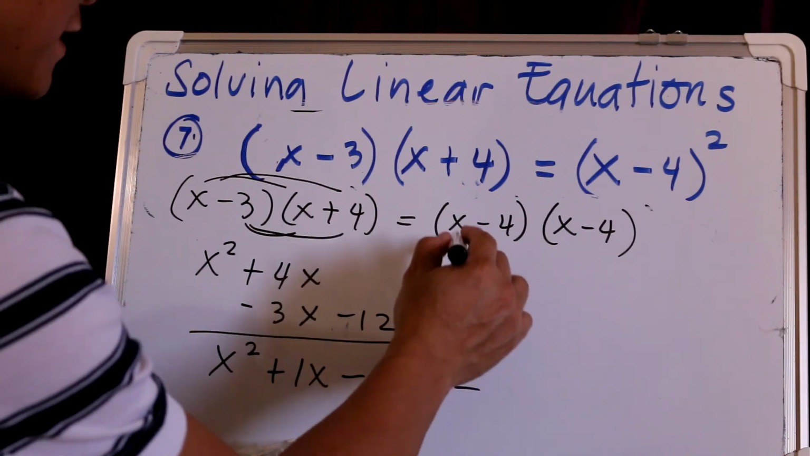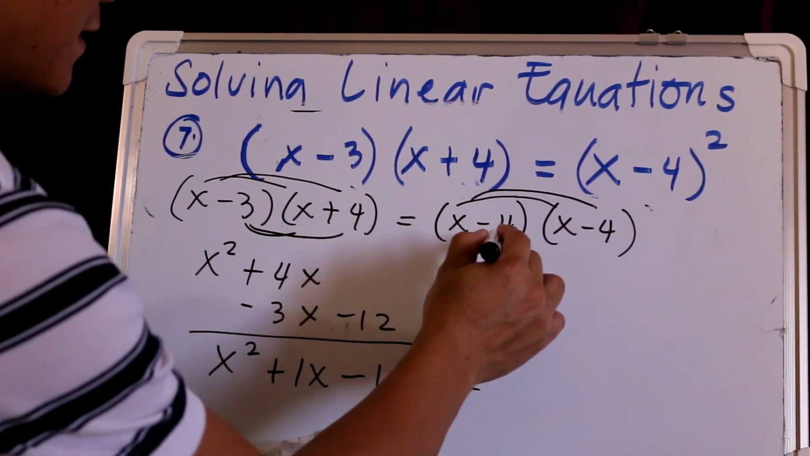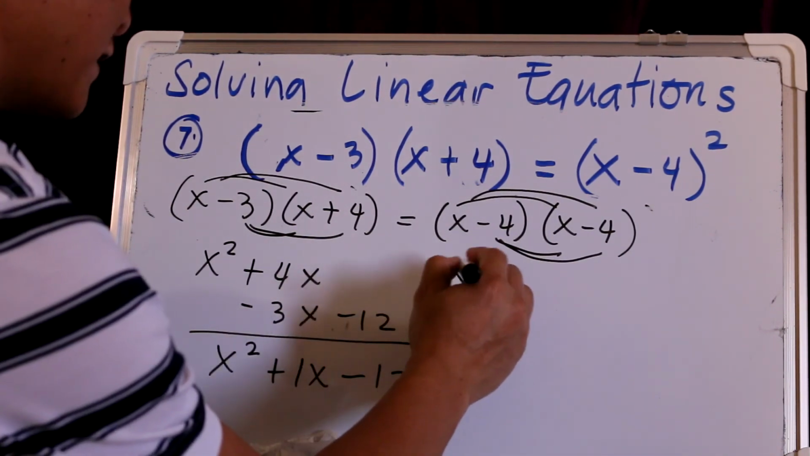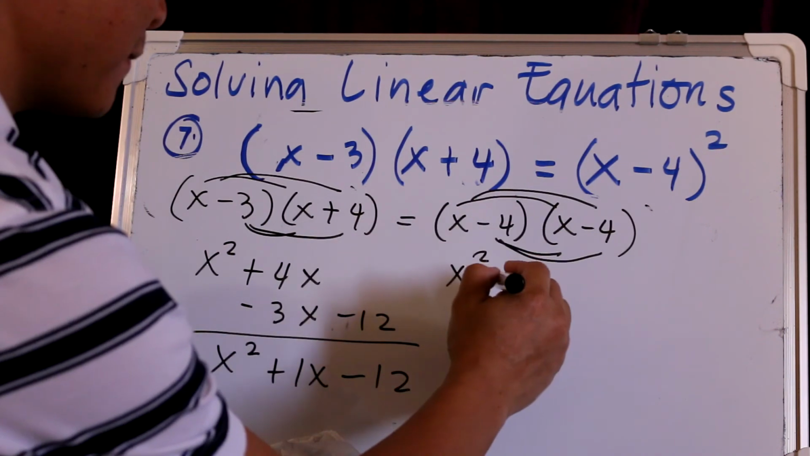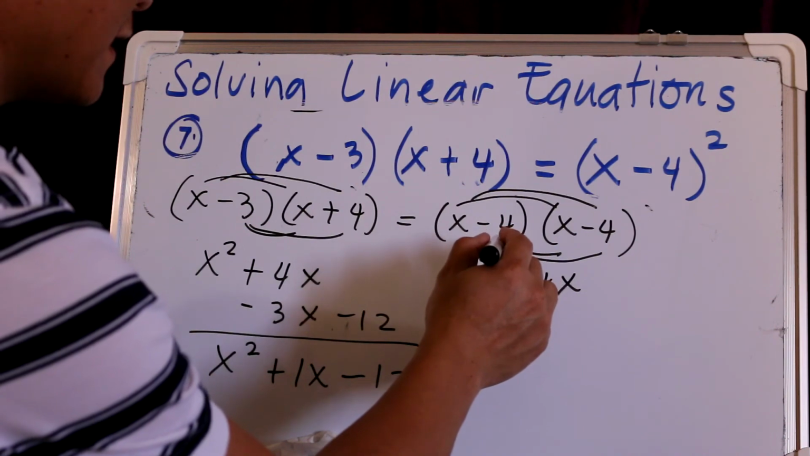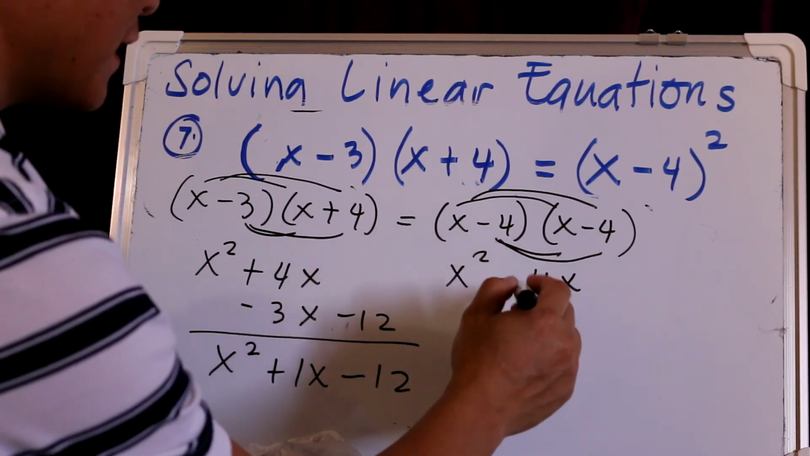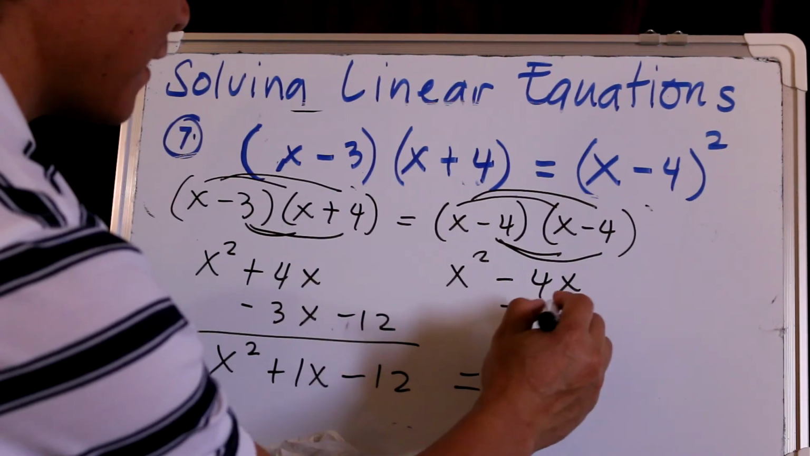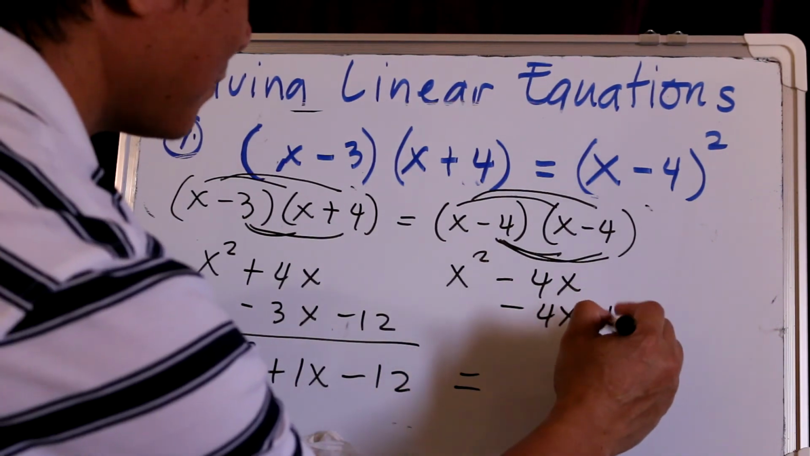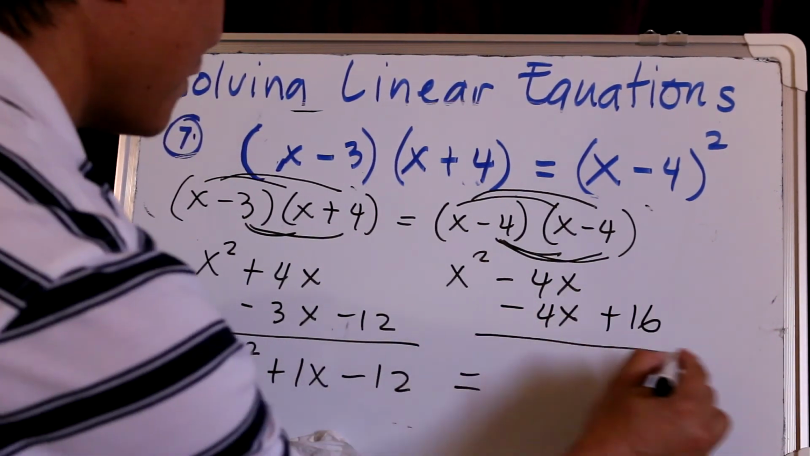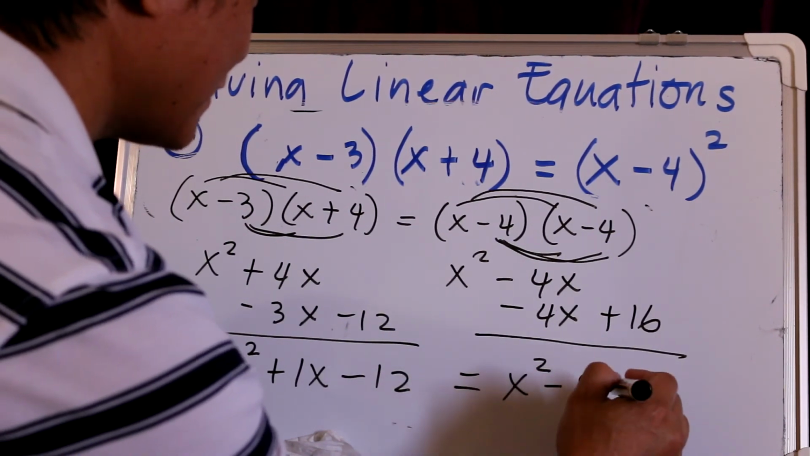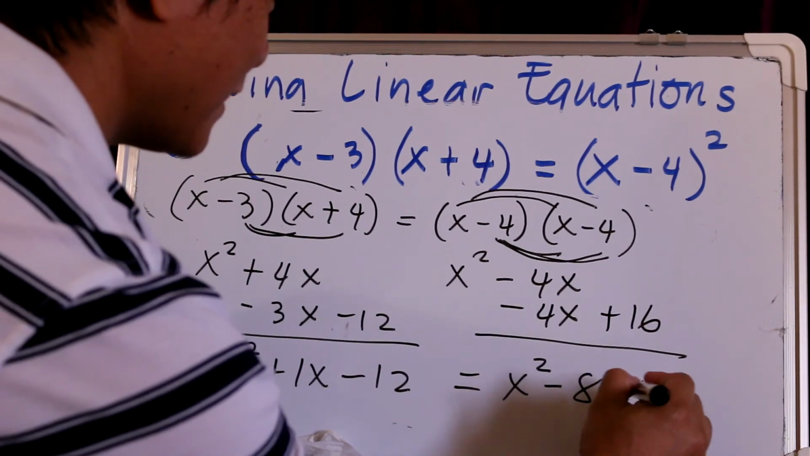So right here you have to multiply the bracket. So x squared minus 4x, okay, and then you will have another minus 4x, and then you will have plus 16. So x squared minus 8x plus 16.